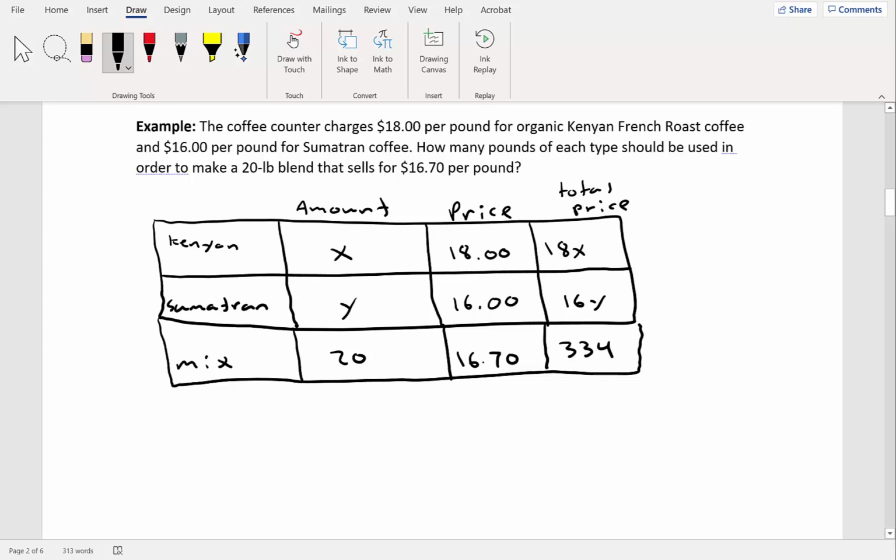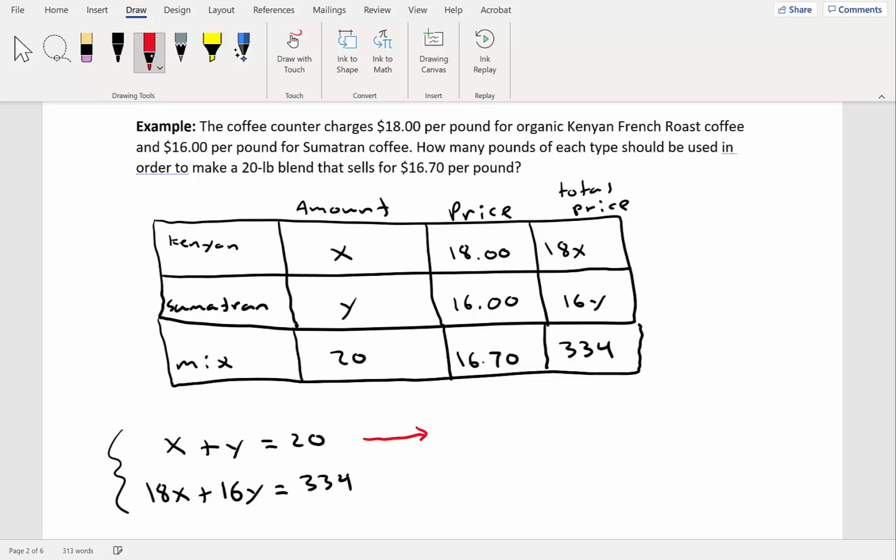Okay, so since the final mixture has to be 20 pounds, that means the amount of Kenyan plus the amount of Sumatran has to be equal to 20. Okay, and then the second equation we get from that last column, the price for the Kenyan plus the price for the Sumatran has to be equal to 334. And now we have our system of equations. Once again, I'm going to use the elimination method. Let's go ahead and get rid of our y variable.